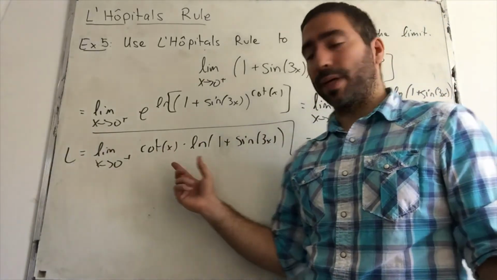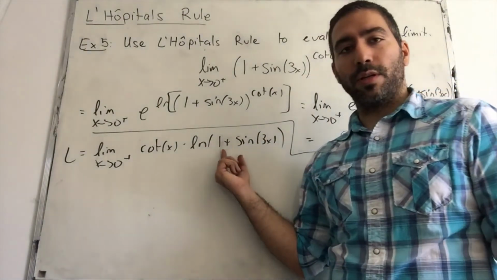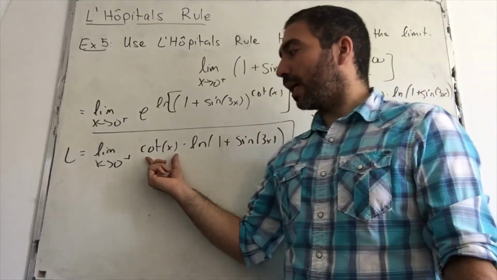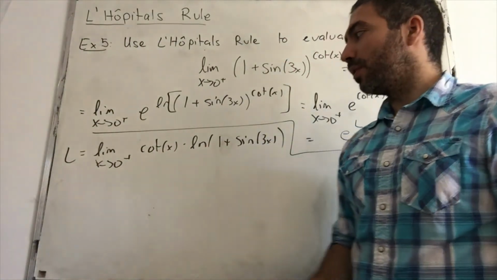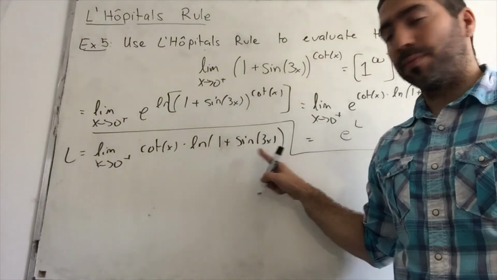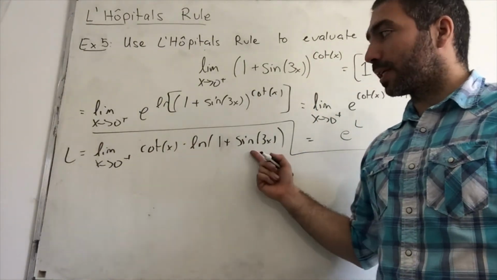Substitute x with 0, what do we get? Well, we have sine of 0, which is 0. 0 plus 1 is 1. Ln of 1 is 0. So we have 0 over here. Cotangent is 1 over tan. Tan of 0 is 0. And then 1 over 0 is infinity. So we're dealing with infinity times 0 when we substitute x as 0. Okay, so this is a case 2.